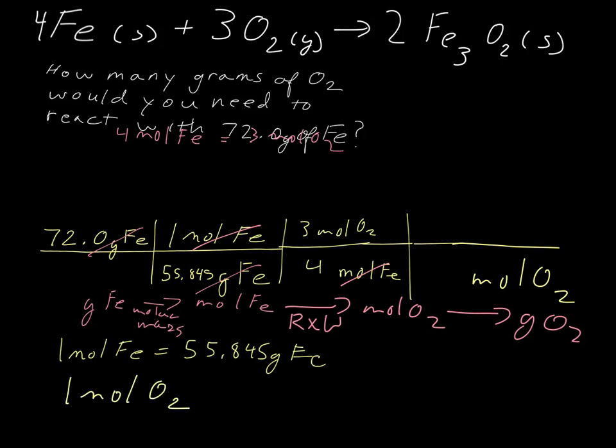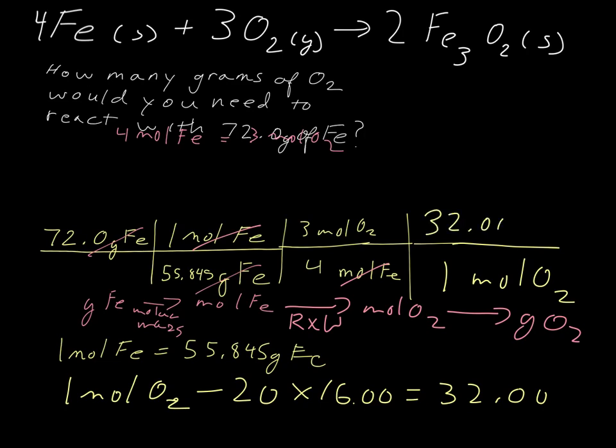1 mole of molecular oxygen contains 2 moles of oxygen atoms. According to the periodic table, each mole of oxygen atoms has a mass of 16 grams. So 1 mole of molecular oxygen has a mass of 32 grams. This is the most common mistake I see on an exam, by the way, is oxygen can be tricky. Oxygen in its diatomic form, 1 mole of it contains 2 moles of oxygen atoms. So you have to remember to double that 16.